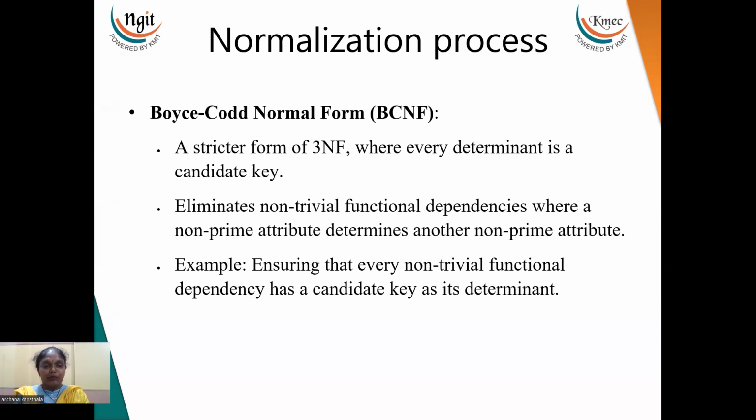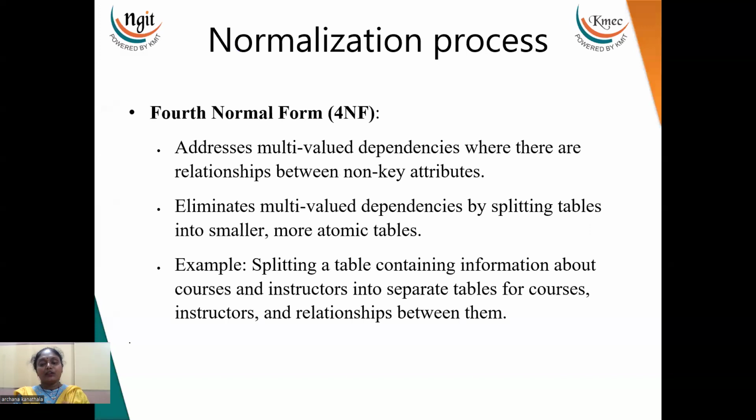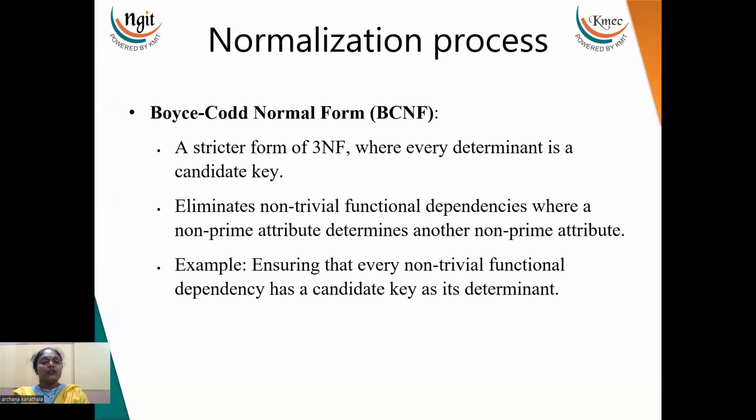Now here is a new type of key that we have come across. Candidate key, super key, foreign key, these are going to be discussed as part of unit 4 in later videos. But for the time being, let us understand what we mean by candidate key. A candidate key can be given to any non-key attribute to identify the record in a unique manner. Now, this Boyce-Codd normal form eliminates non-trivial functional dependencies where a non-prime attribute determines another non-prime attribute.